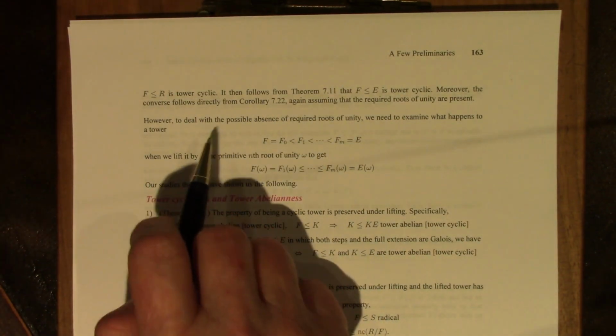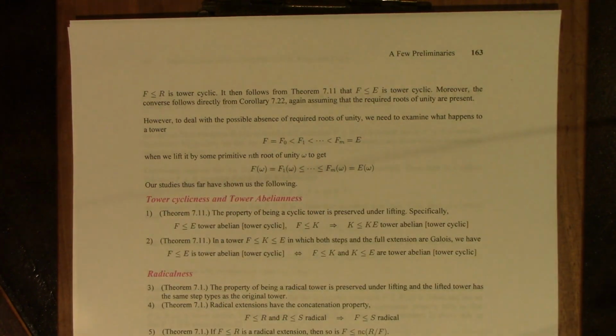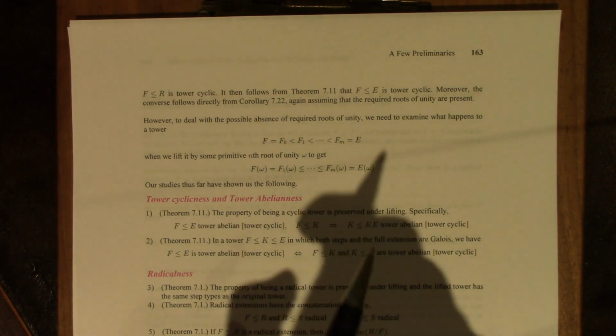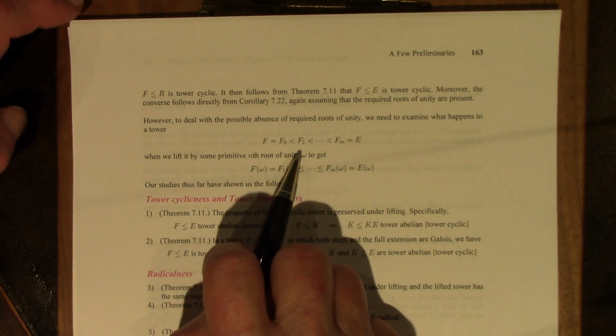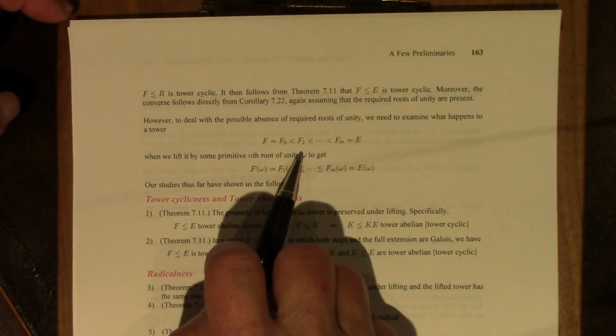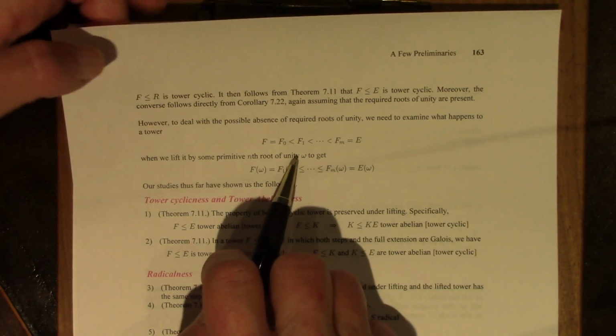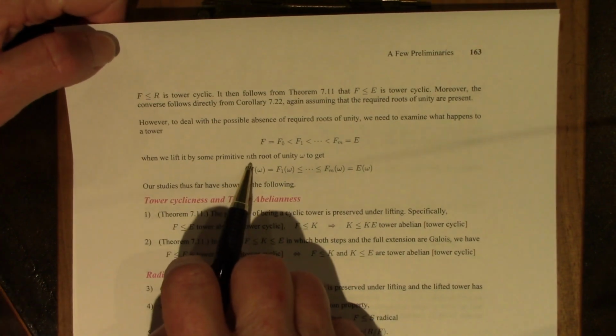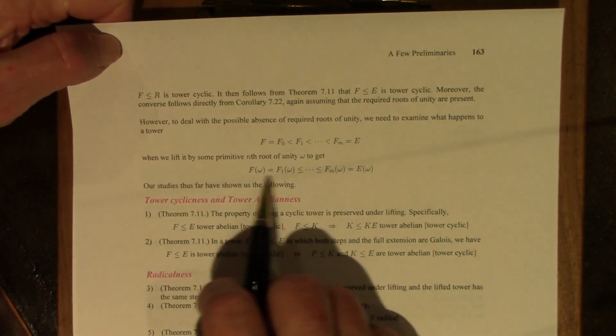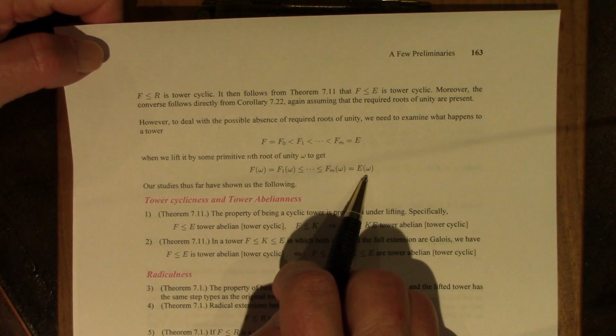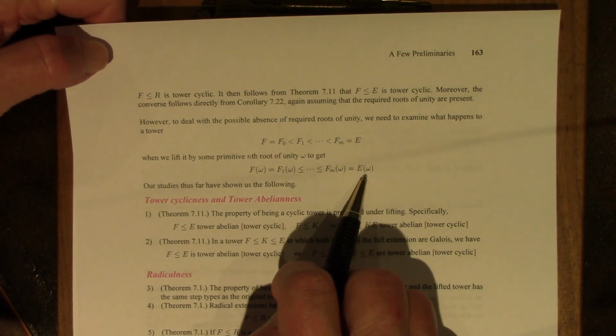What do we do to deal with the possible absence of the required roots of unity? Well, we need to take a look at what happens if we take a tower and lift it by some primitive nth root of unity. So the lifted tower would look like this.